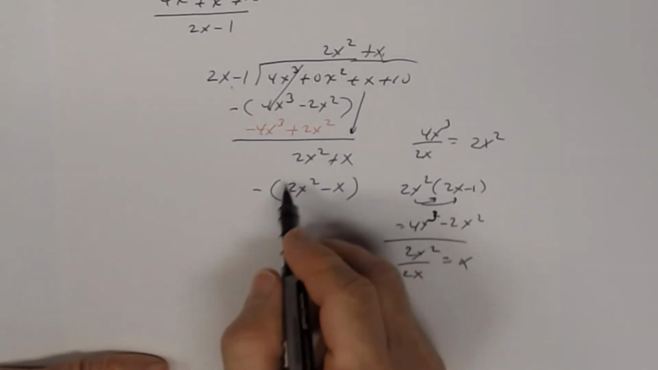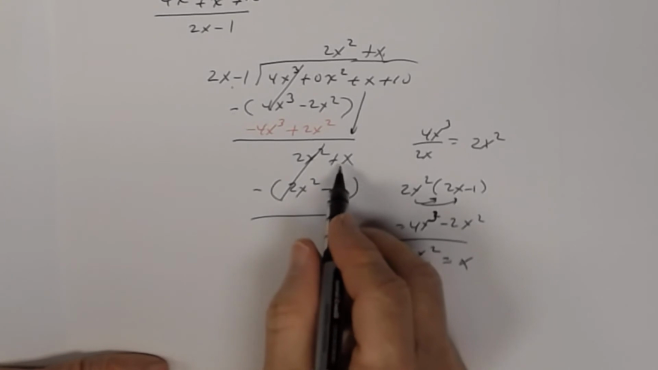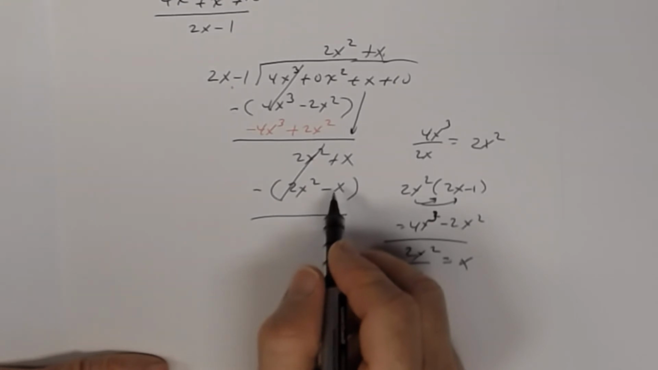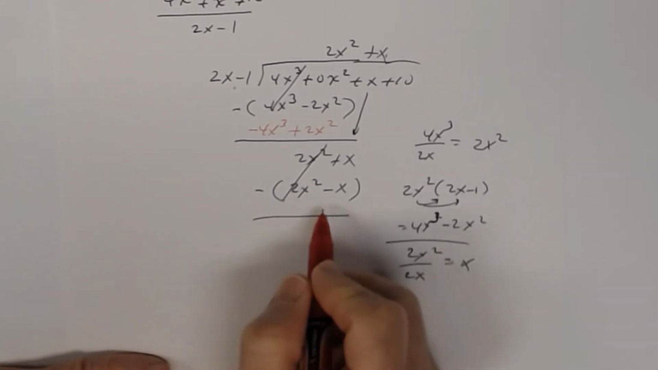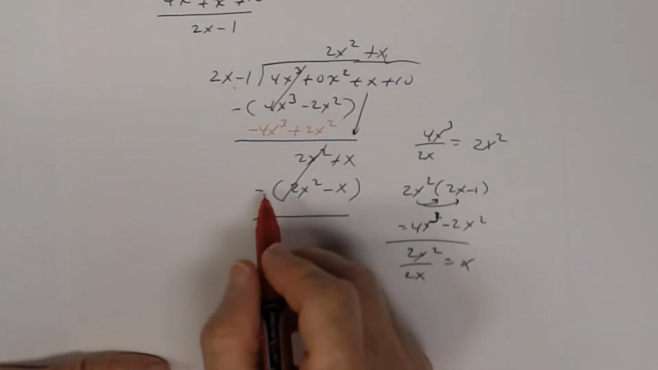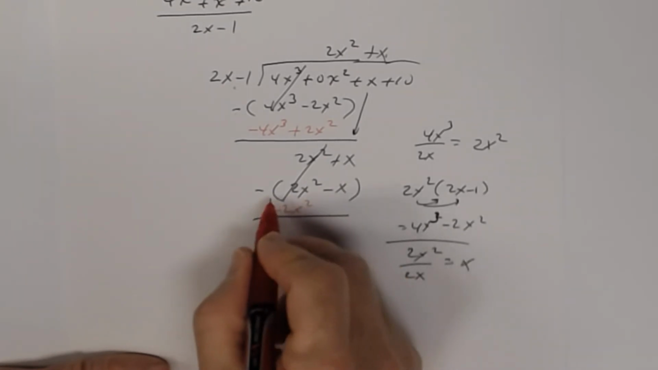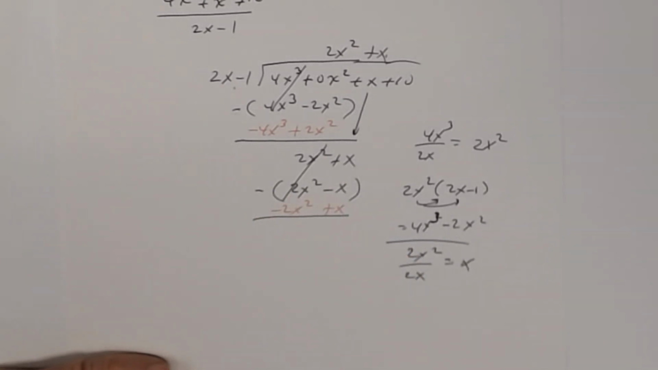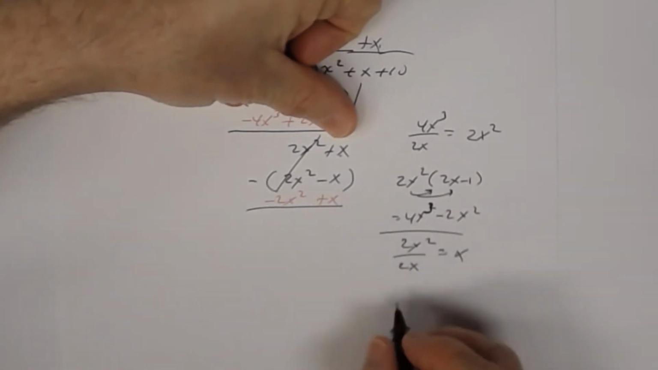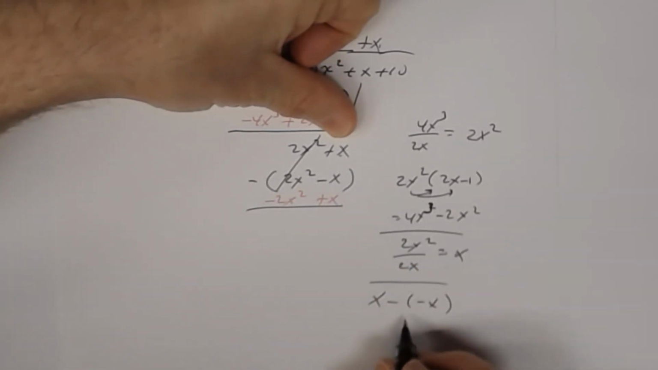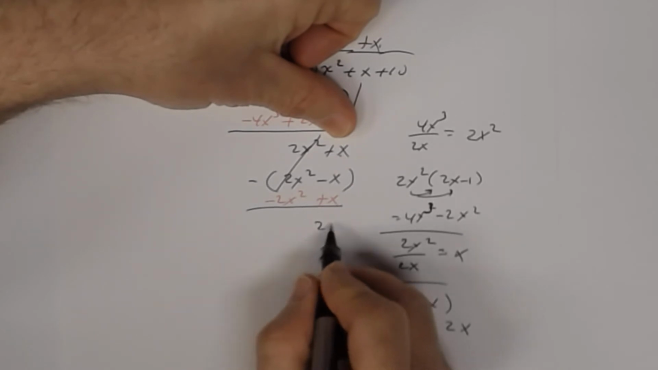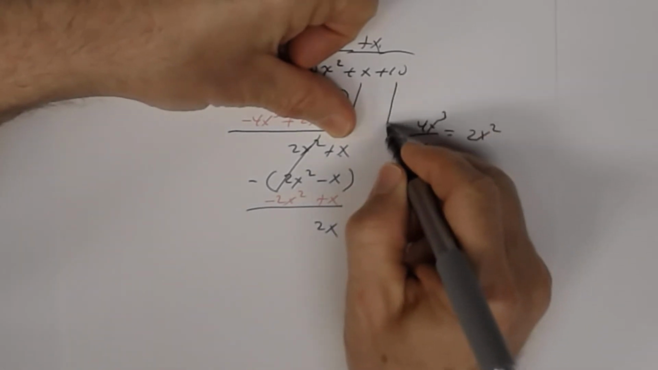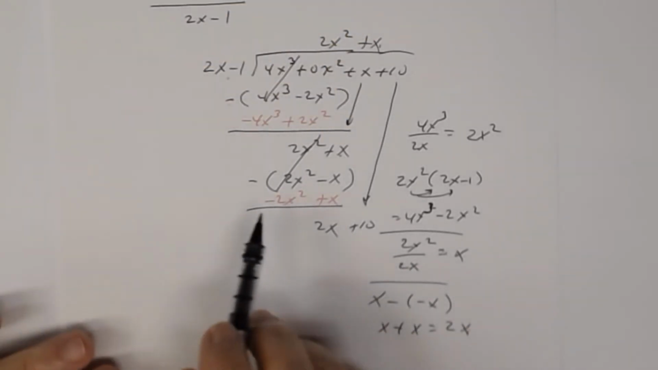So 2x squared minus 2x squared is 0, right? Now be careful here. That's x subtract a negative x. So if you have to, put it in red or put the equivalent expression right under it. The opposite of 2x squared is a negative 2x squared, and the opposite of a negative x is a positive x. So x subtract a negative x means x plus x, which is 2x. So you've got to be careful. Then bring down the next term, and then you do it all over again.